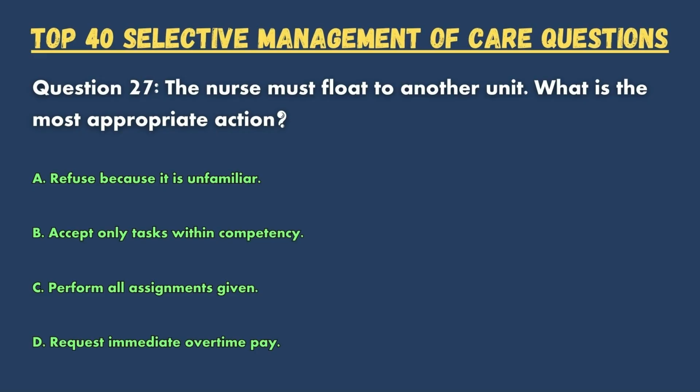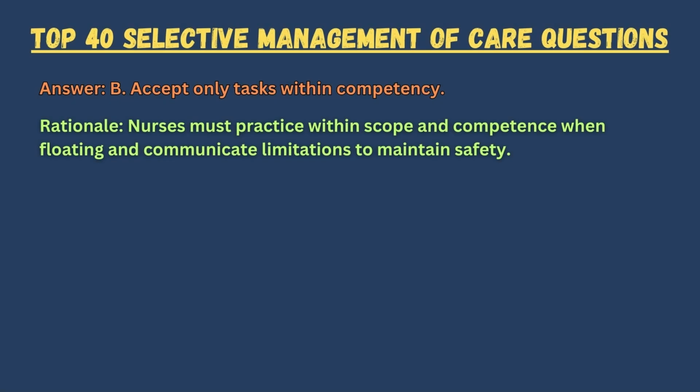Question 27. The nurse must float to another unit. What is the most appropriate action? A. Refuse because it is unfamiliar. B. Accept only tasks within competency. C. Perform all assignments given. D. Request immediate overtime pay. Answer: B. Accept only tasks within competency. Rationale: nurses must practice within scope and competence when floating and communicate limitations to maintain safety.